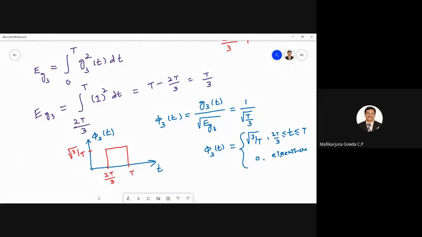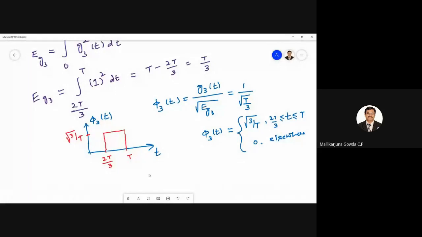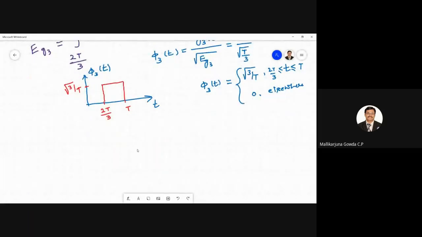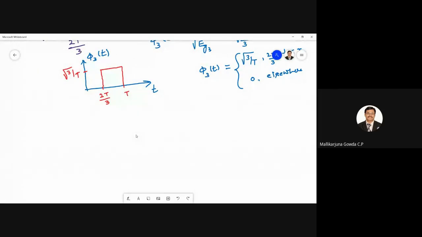So there are 4 energy signals: S1 of t, S2 of t, S3 of t, and S4 of t. As I said, S4 of t is not a linearly independent signal. It depends on 2 signals, that is S1 of t as well as S3 of t. Hence, I don't have to find phi 4 of t. Or you can try also. After this class, in your leisure time, find G4 of t the same way. You write the expression for G4 of t, that is S4 of t minus something, then check what phi 4 of t you get.